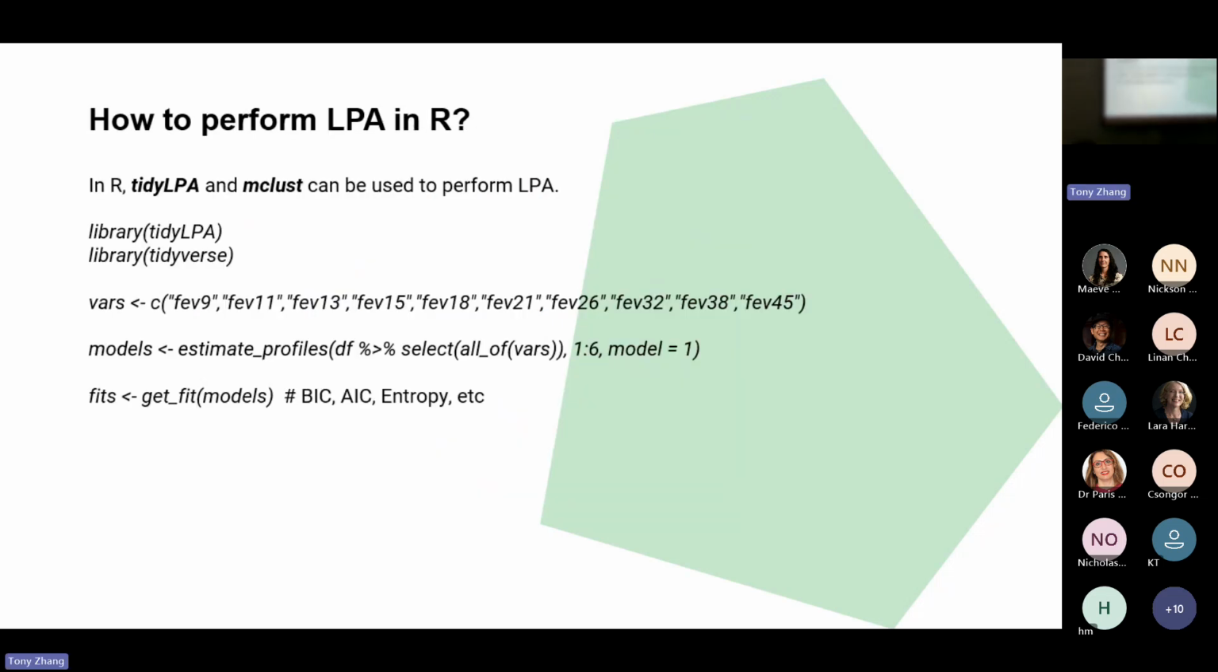And how do we perform LPA in R? Basically, people use these two packages, tidyLPA or mclust. This is pretty straightforward. Here, we load the package tidyLPA first, and then we use the estimate_profiles function to fit a series of LPA models from 1 class to 6 class, right?